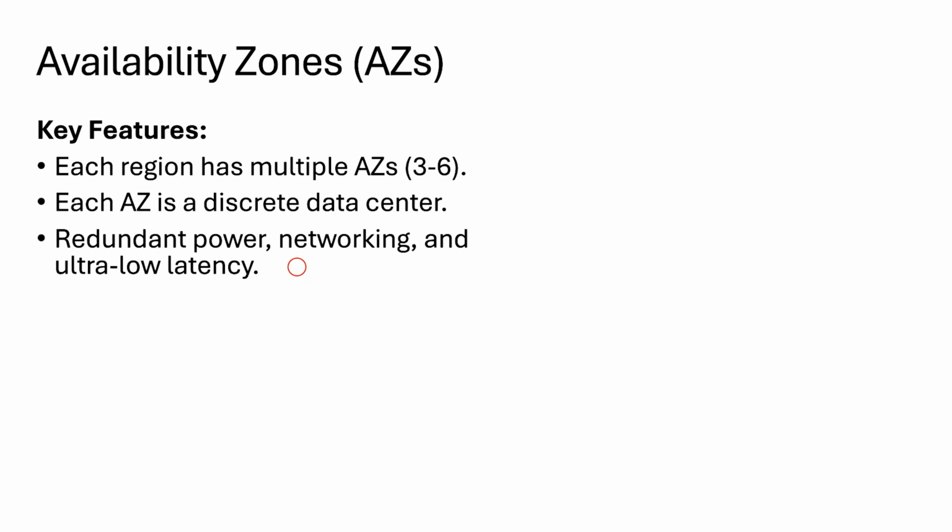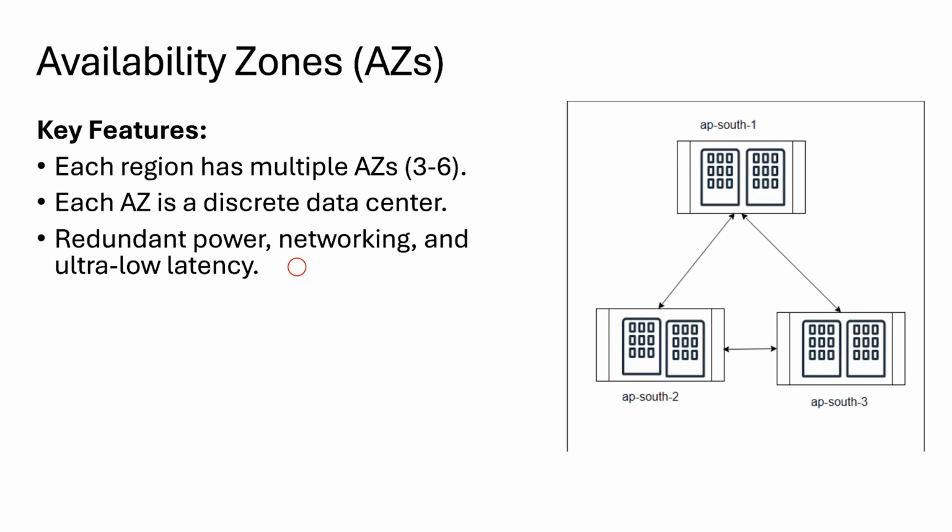And these three got connected with redundant power, networking, and ultra low latency that makes the whole system a highly available system. That's why they are calling these things availability zones. And if you see this picture, for example, if you have a region called AP South, here in the AP South you will have three availability zones: AP South 1, AP South 2, and AP South 3.